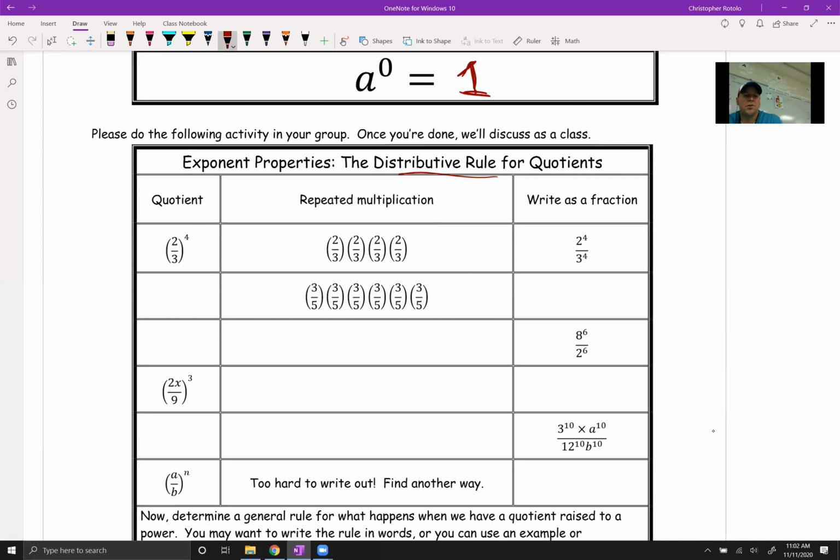Distributive rule for quotients. Okay, so that means this 4 goes to the top and the bottom as we work with this. So this would be 1, 2, 3, 4, 5, 6. So 3 to the 6th, this is 5 to the 6th, or it could have looked like 3/5 to the 6th power. Those are equivalent as we look across the way here. All right, so we're going to use some of that idea.